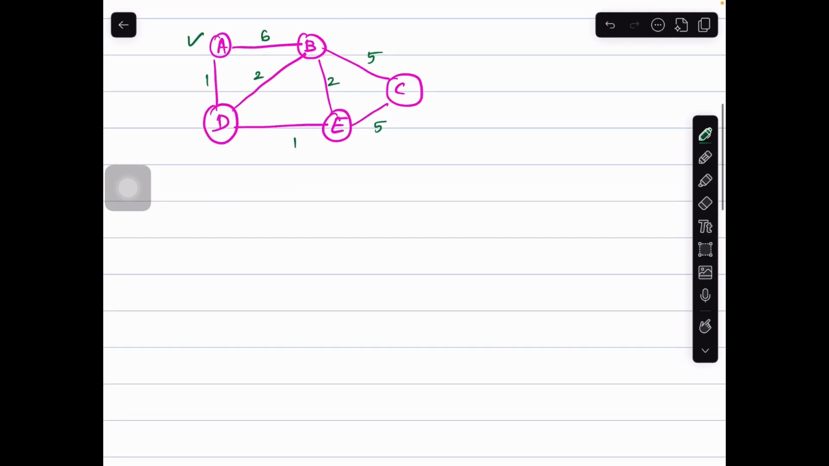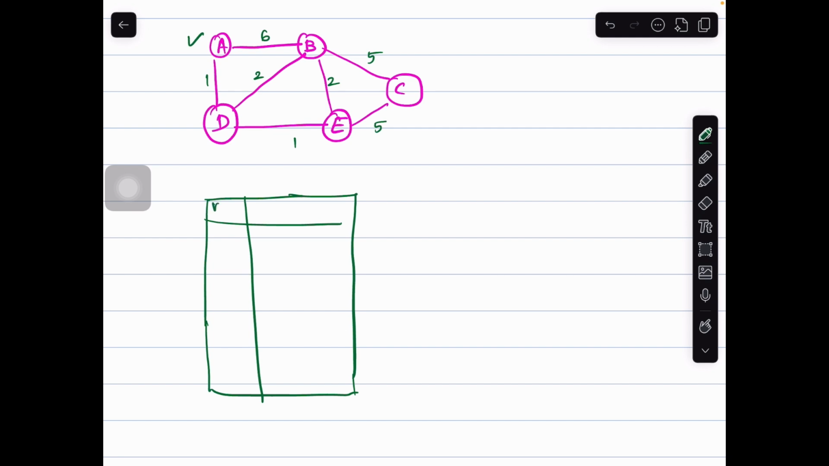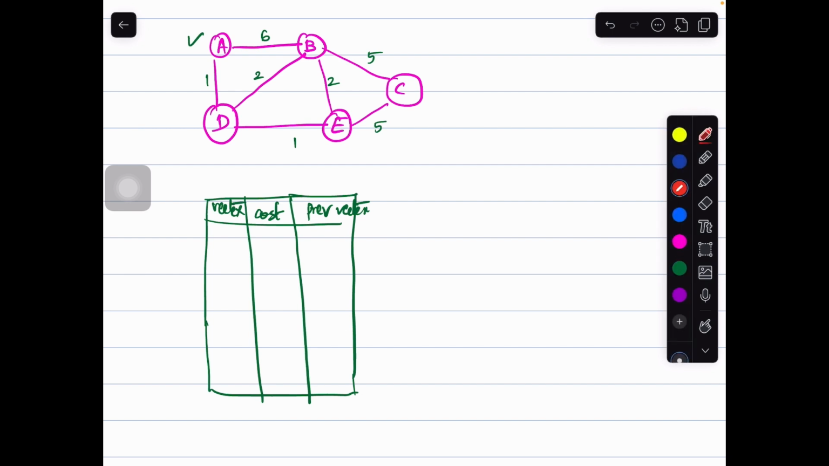Say that A is the starting node and we have to maintain a table. The table will contain 3 columns. The first is the vertex, next is the cost, and third is the previous vertex. Let us now write down the different vertices of the graph. The vertices of the graph are A, B, C, D and E.